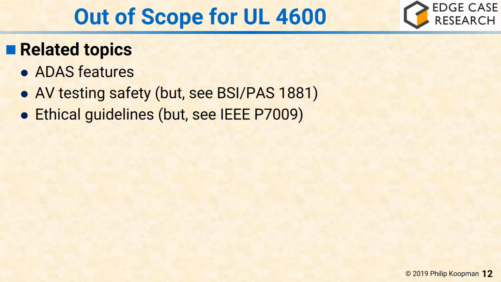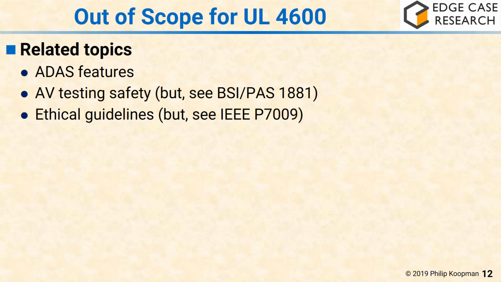There are some things that are out of scope for UL4600, and what's in scope is just as important as what's out of scope. 4600 does not attempt to do advanced driver assistance system features because those involve human drivers. It does not do AV testing safety because, again, typically the safety hinges on their human driver doing the right thing, and that's out of scope for the standard. But BSI has a new PAS 1881 that is talking about that topic, so we don't do it in 4600.